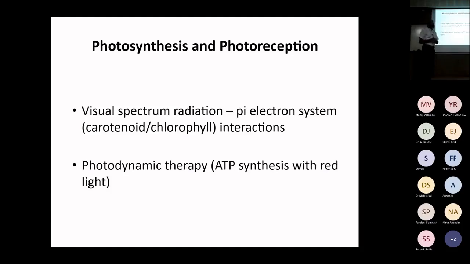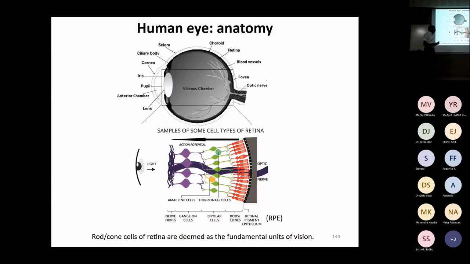Another common thing, if you are aware of physiotherapy, there's something called photodynamic therapy. In that, it's been noted that if you irradiate your skin with far red light and red light, you get ATP synthesis, right? So just like the photosynthetic system in plants, but in a human body. With that, let's start the content of today's talk.